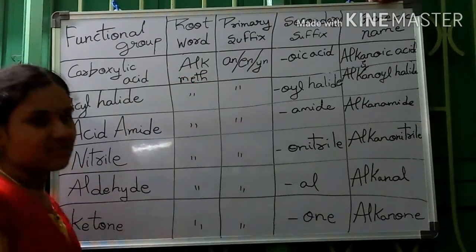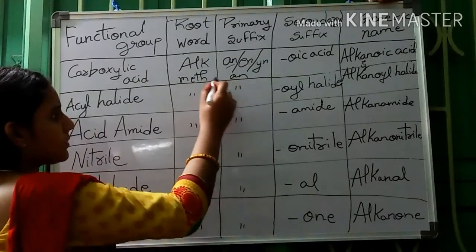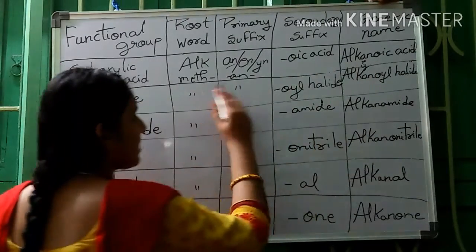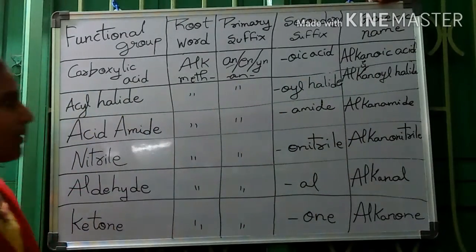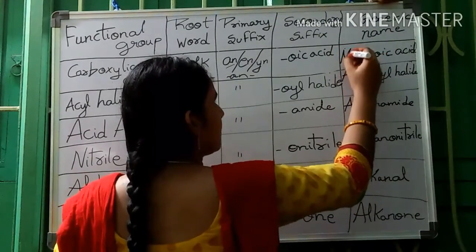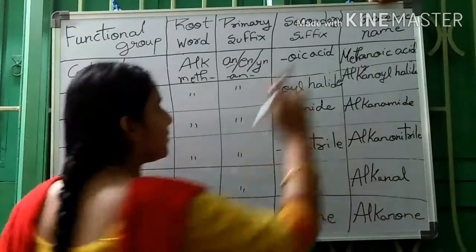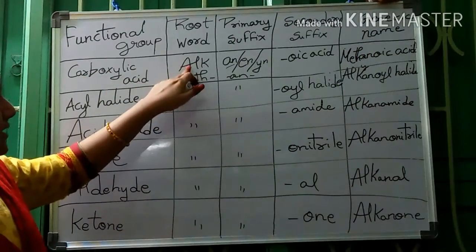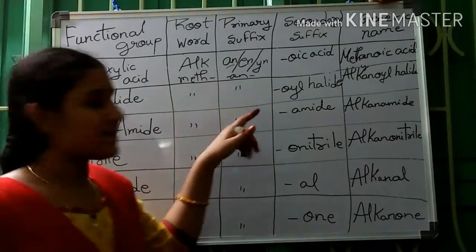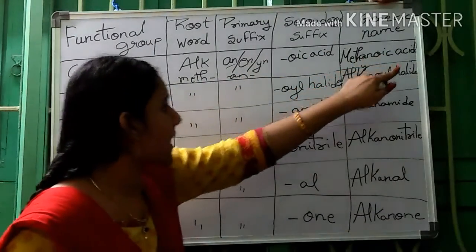Let us consider if it is an alkane. Methanoic acid would be the name. Instead of alk, if there is one carbon, we have to put meth. Let us consider if it is an alkane: meth and oic acid, methanoic acid.